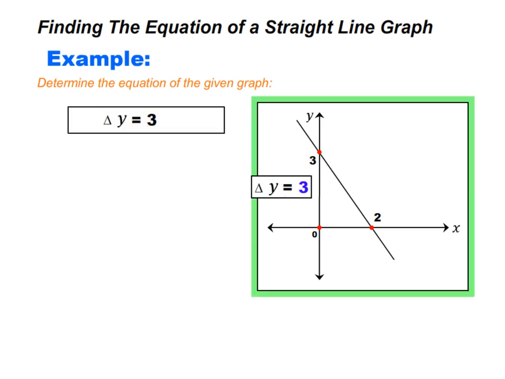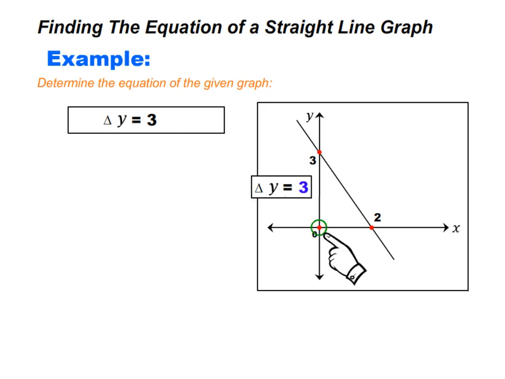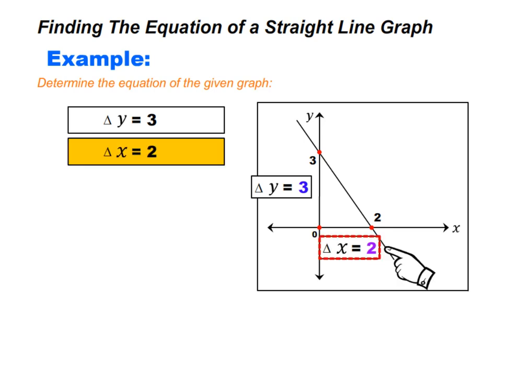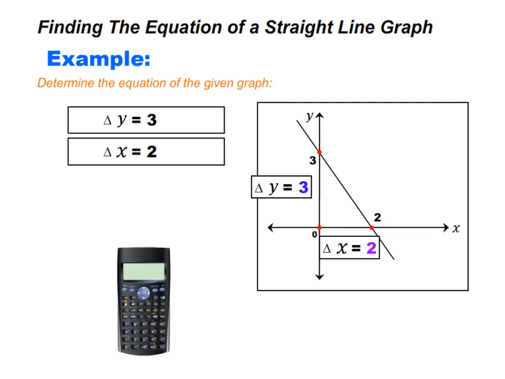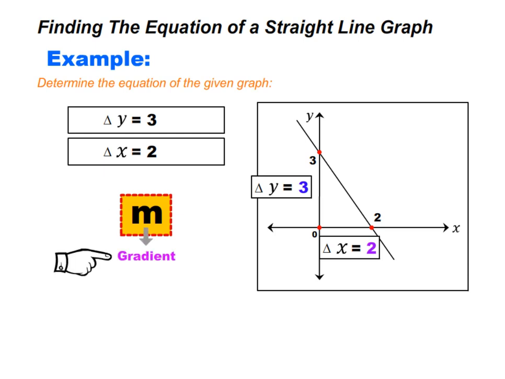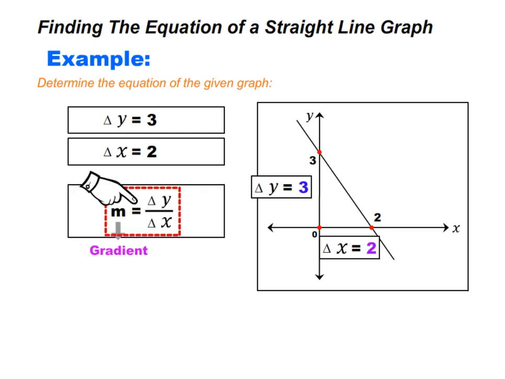Look at the graph. The distance from here to this 2 is 2 units. This is true because 2 subtract 0 is equal to 2. So this means delta x is equal to 2. Remember that the distance is always positive. To calculate the gradient, we simply divide delta y by delta x. So far we have m, which is the gradient, being equal to delta y over delta x.